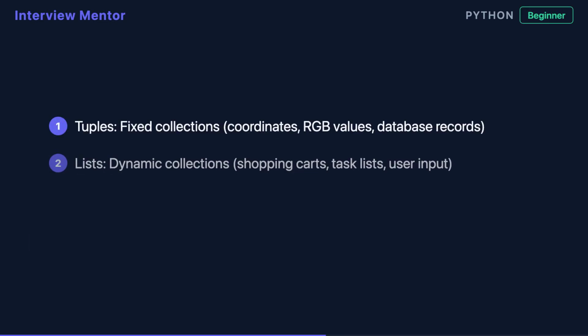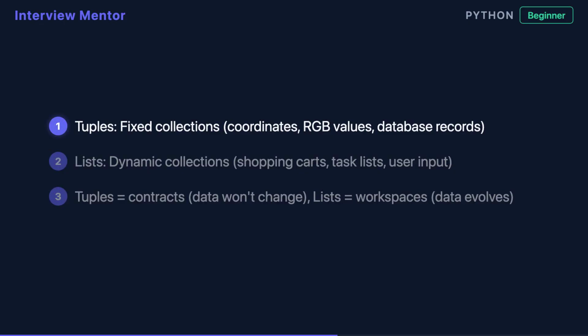So when do you use each? Use tuples for fixed collections that shouldn't change. Coordinates, RGB color values, database records. Use lists for dynamic collections where you'll add, remove, or modify elements. Shopping carts, task lists, user input.